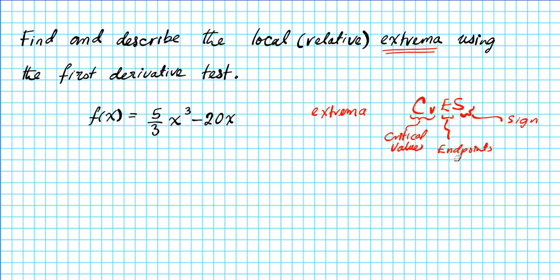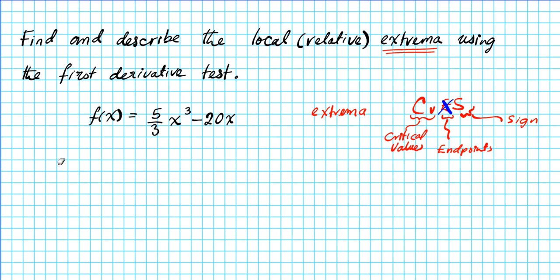Okay? Alright, so let's go ahead and use the CVS process for this problem. Now, one thing you want to note is that no interval is provided here. So what are the endpoints? There are none. Okay? So for this problem, we're just going to look for the critical values and then use those to create our sign chart and then proceed from there. So let's go ahead and start.